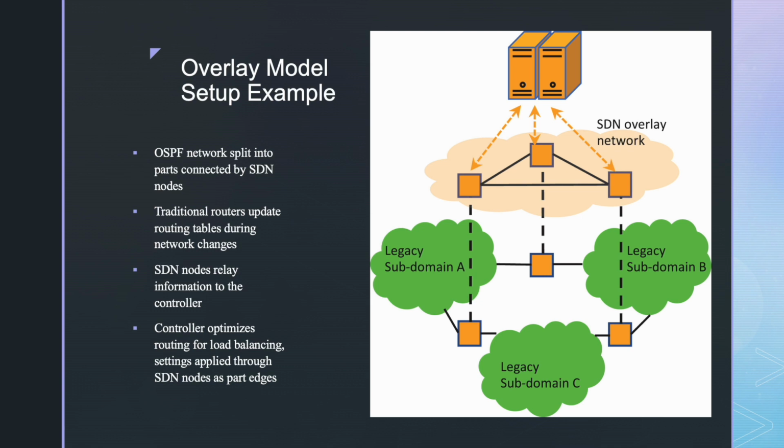As the network evolves, the SDN controller optimizes routing settings, emphasizing load balancing. These optimized settings are then applied through SDN nodes at the edges of each network part. This ensures an efficient and balanced flow of data throughout the network. It's a prime example of how SDN brings a new level of adaptability to network management, optimizing routing configurations for improved performance and dynamic management.